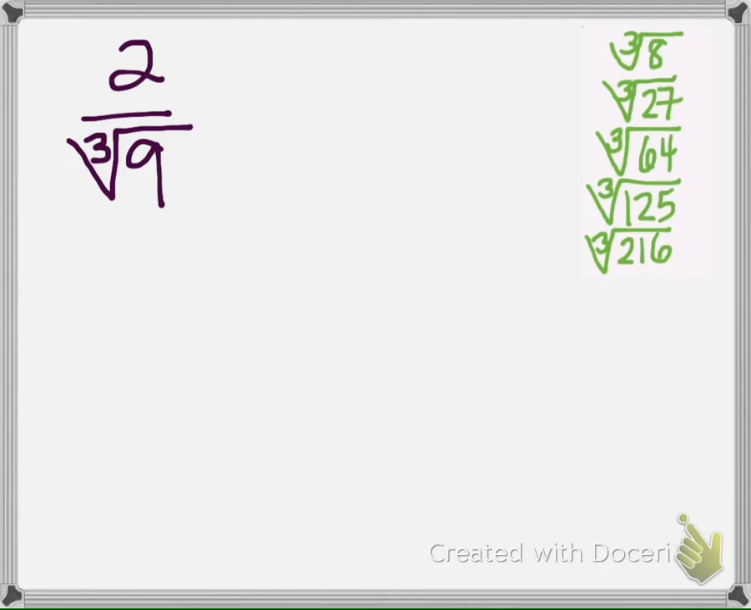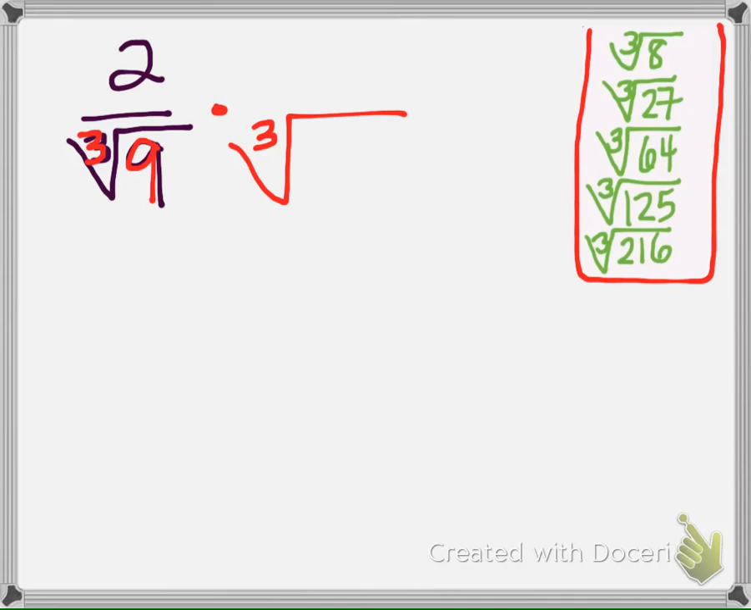Okay, so to rationalize the denominator, since this is a cube root, I need to think of what can I multiply 9 by so that I can make it a number that I can cube root. So if we take a look at my list here, these are numbers that we can cube root. So I know that I could take 9 and multiply 9. So 9 times 3 would get me 27.